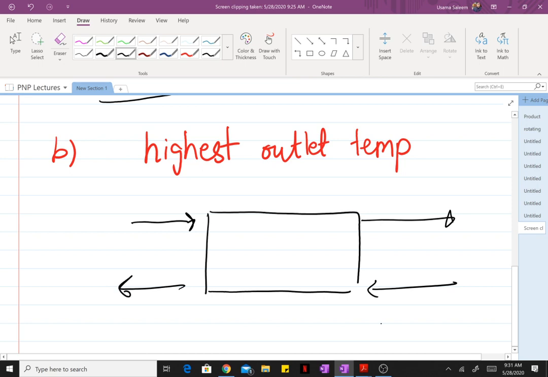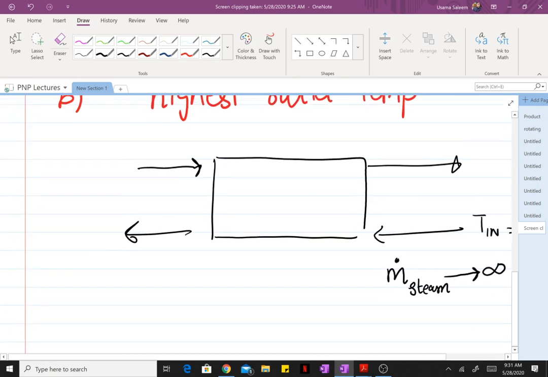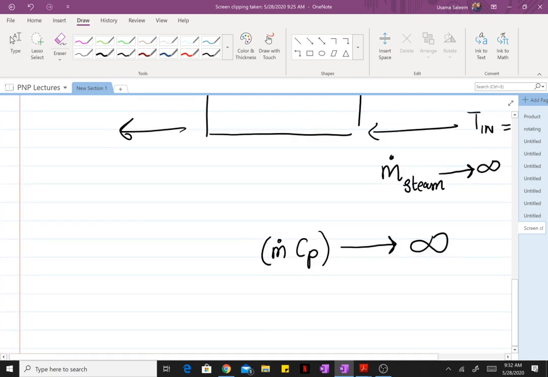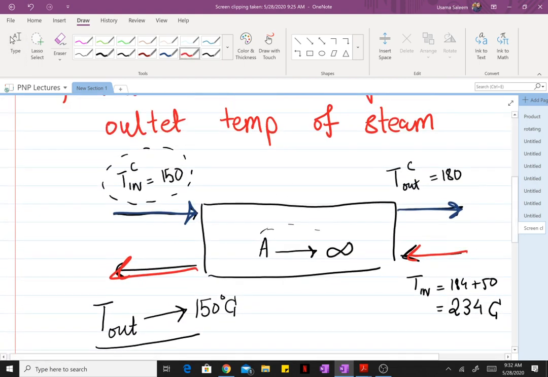Same setup, but let's say this time the flow rate of our steam tends to infinity. And it's still entering at a temperature of 234 Celsius. So if the flow rate tends to infinity, that means that m dot times Cp tends to infinity. And if m dot times Cp tends to infinity, then delta T, no matter how much heat you need, the amount of heat you need to transfer is fixed upon the requirement of your process stream, which in our case needs to be heated from 150 degrees Celsius to 180. So that's the heating requirement that we need. So that is fixed.